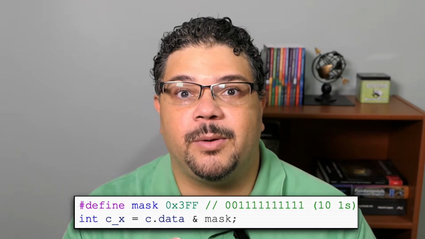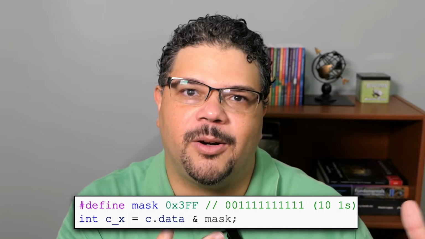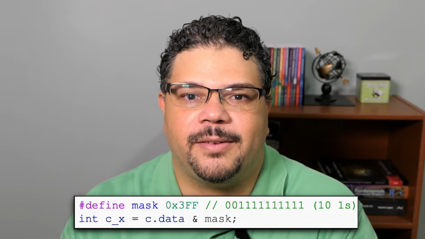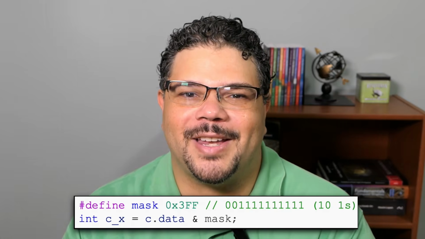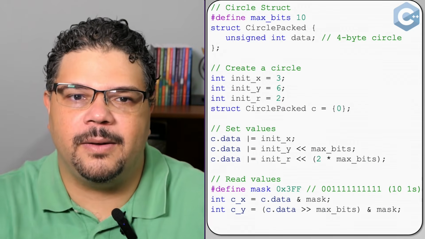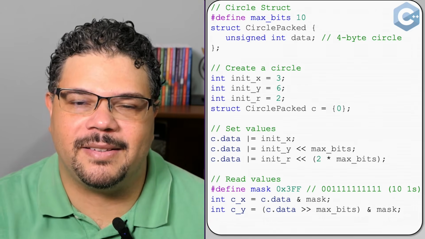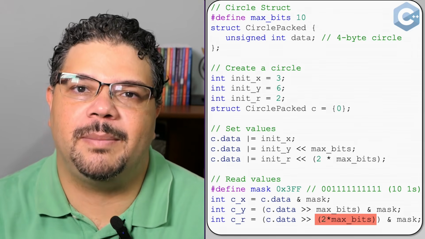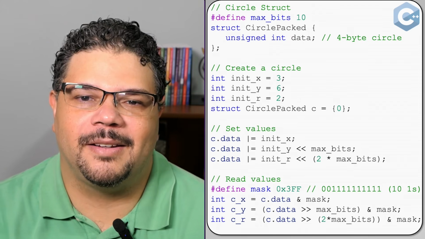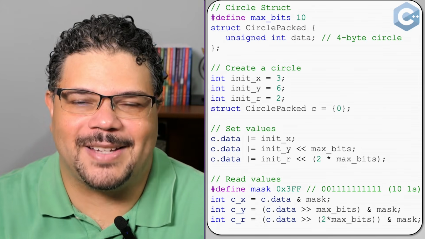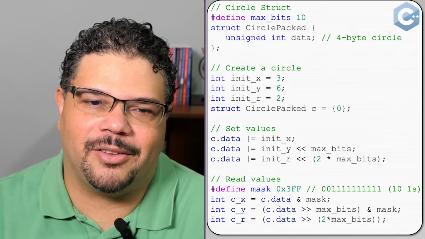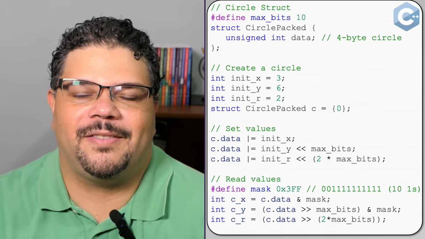Because the binary AND will discard anything where there's a 0 in the mask, we're left with only the final 10 bits, which is where we stored the circle's x value. To get the y value, we can shift the data 10 bits to the right, and then AND that with the same mask. And to get the radius, we shift 20 bits to the right and AND with the mask again. We don't actually need to apply this last mask, as we've shifted away all the other data, so we can just use the resulting value directly.